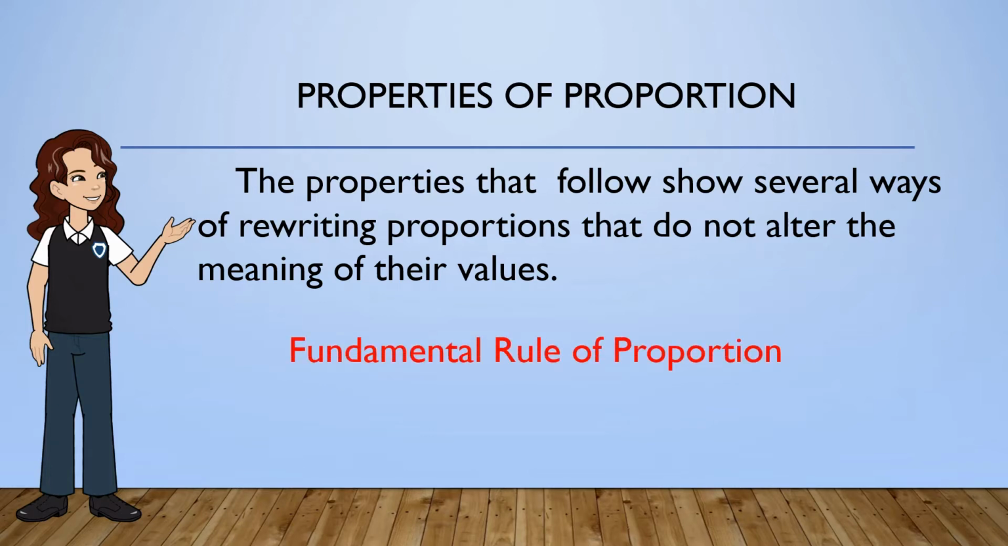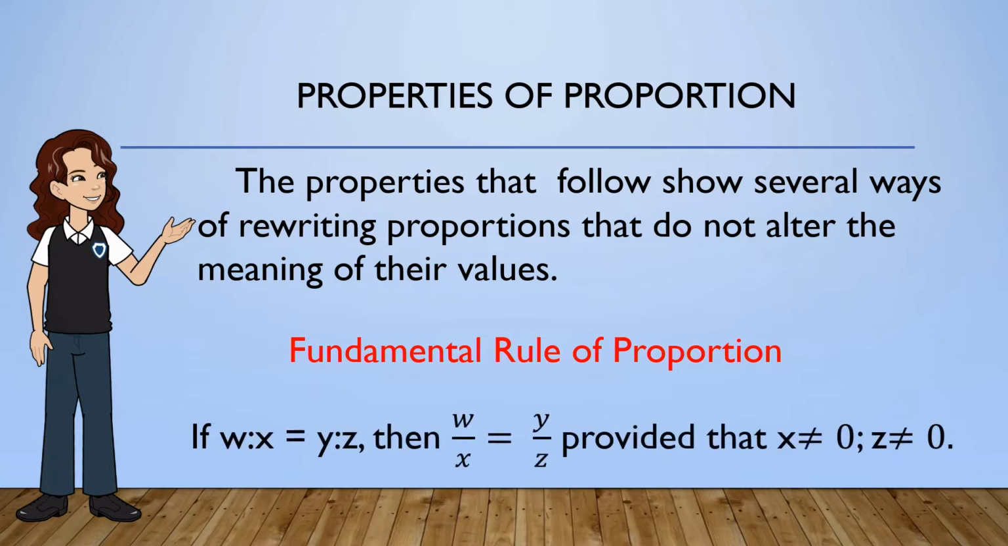We have the fundamental rule of proportion, and that is if W is to X is equal to Y is to Z, then W over X is equal to Y over Z, provided that X is not equal to 0 and Z is not equal to 0 also, because that is the denominator.